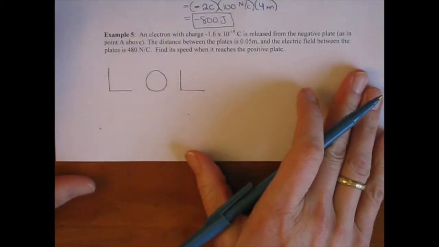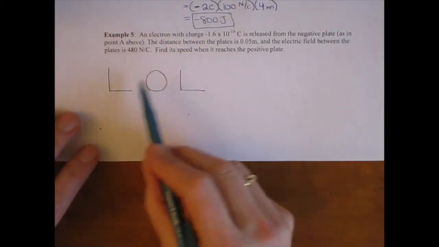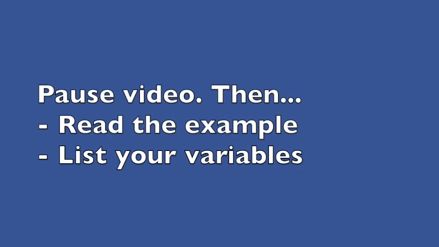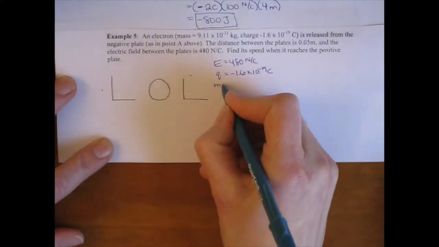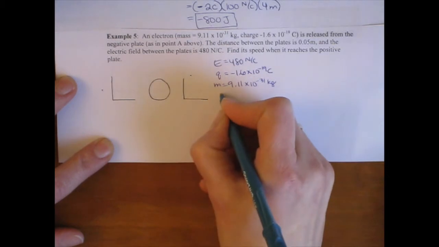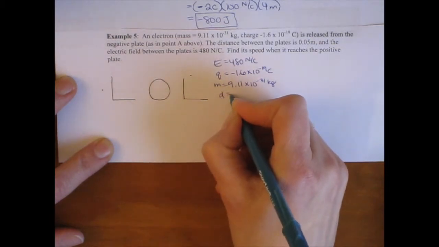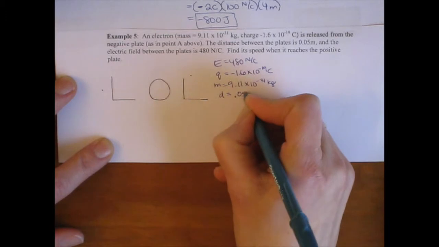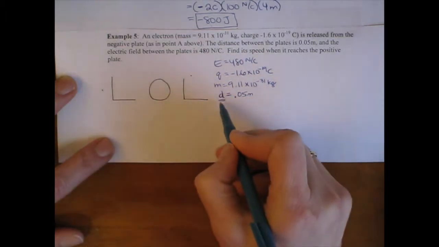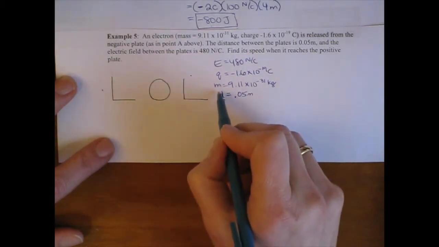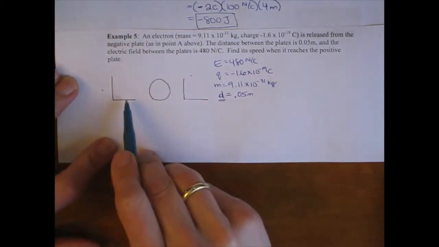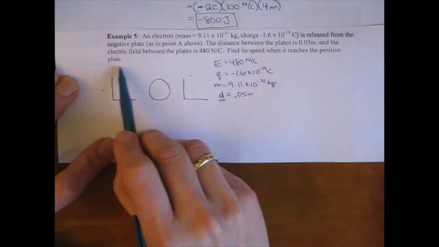And to finish up, we have an example with a negatively charged particle which is going to move between the plates. The mass is 9.11 times 10 to the negative 31, and the spacing of the plates is 0.05. Now be careful, this is the spacing of the plates, which may or may not be the position of the particle. So maybe we should call that a capital D, because that's a very special distance. Okay, find its speed when it reaches the positive plate.